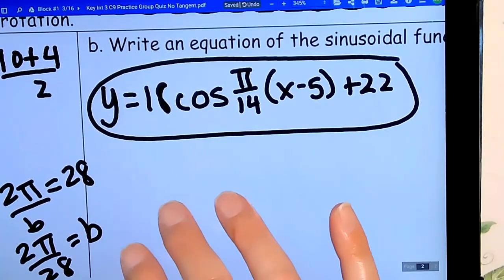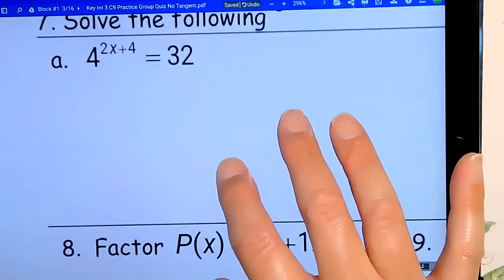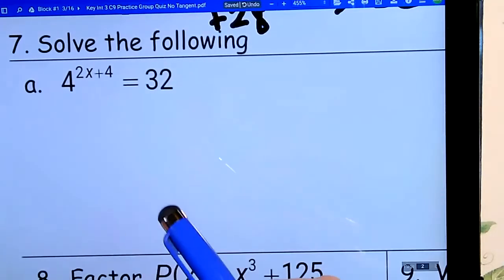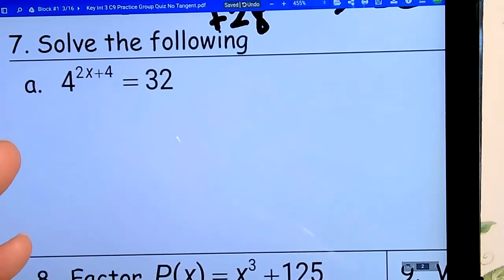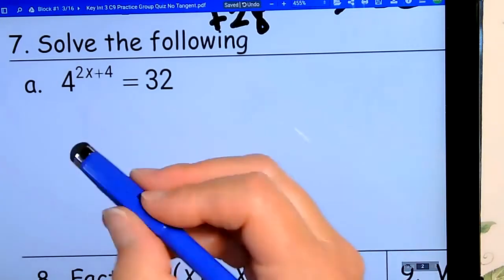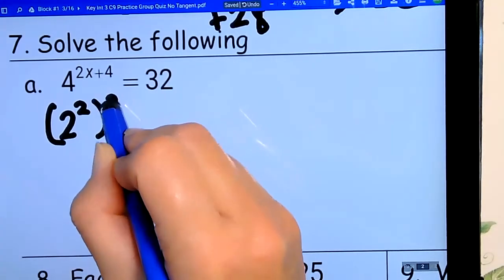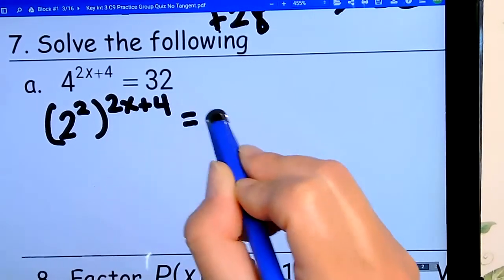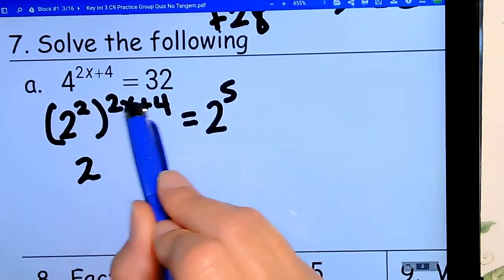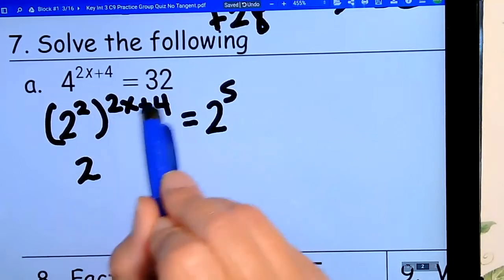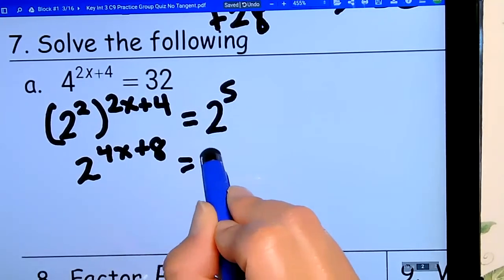Okay, so let's look at the last couple. So on a problem like this, you don't need to use logarithms if you can get the bases to be the same. I cannot get both of them to be a 4 because 4 squared is 16, 4 cubed is 64, but I can make them both 2's. So I'm going to make this 2 squared, and that's going to be raised to the 2x plus 4, and a 32 is 2 to the 5th. So I'm going to have 2 raised to power, I'm going to multiply. And really it's this whole quantity that it needs to times with. So that's going to be a 4x plus 8 equals 2 to the 5th.